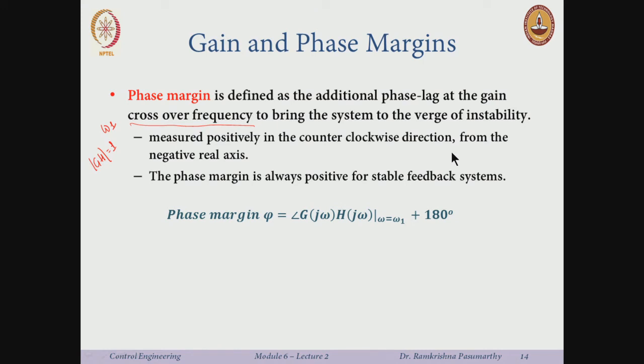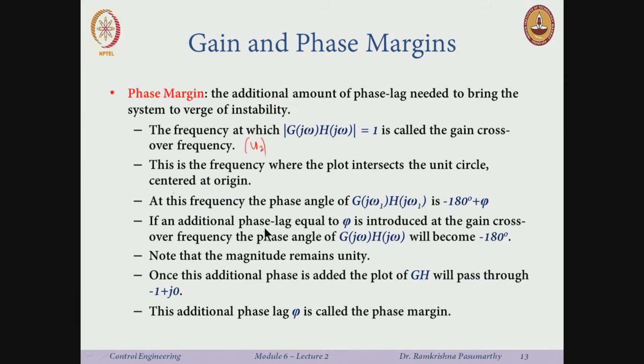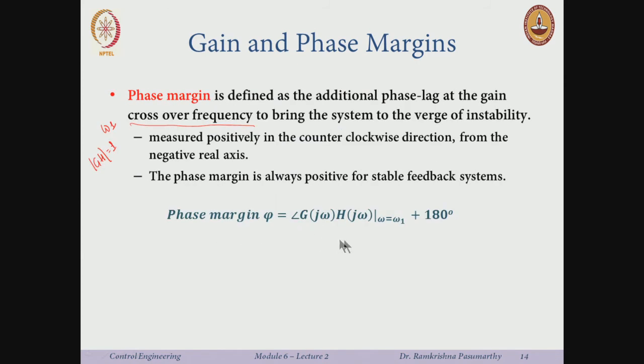For stable systems, phase margin is always positive. That is maybe even true for the gain margin. So if I just want to formally write down what phi is, from what I had earlier here, phi is the angle of GH at omega equal to omega 1, plus 180 degrees.